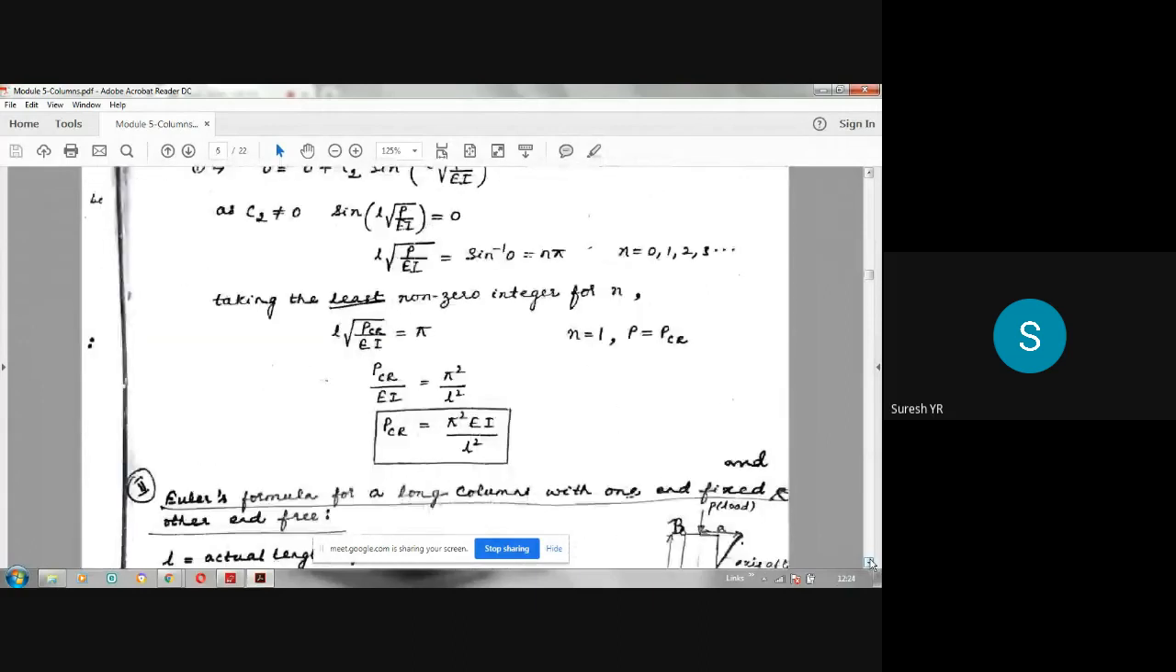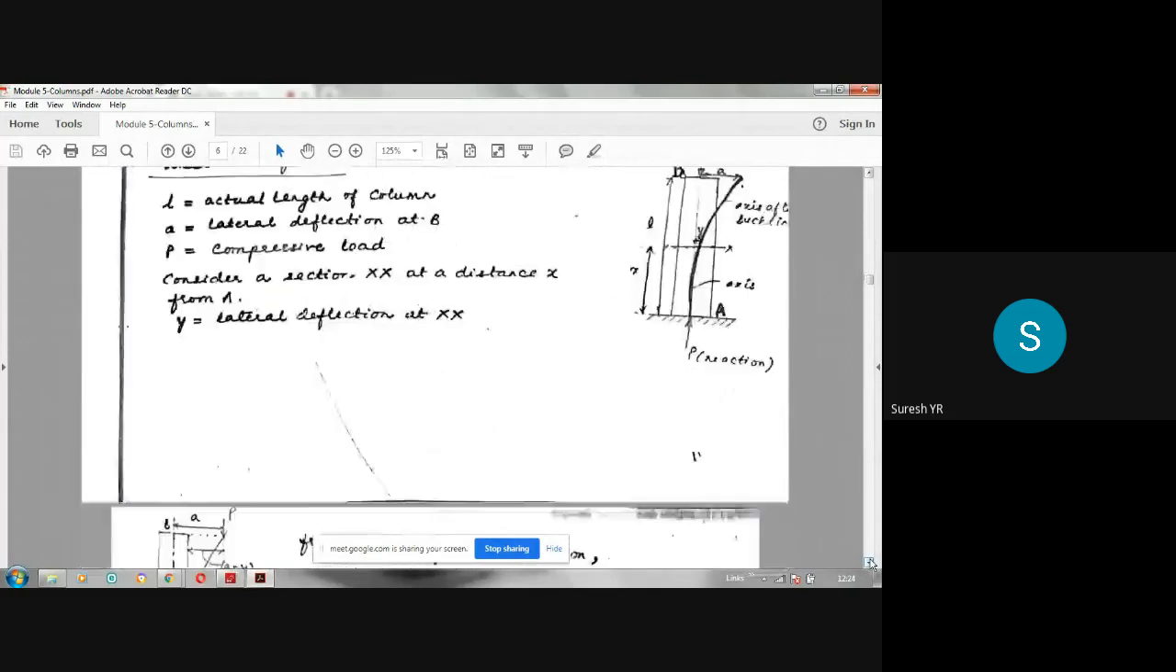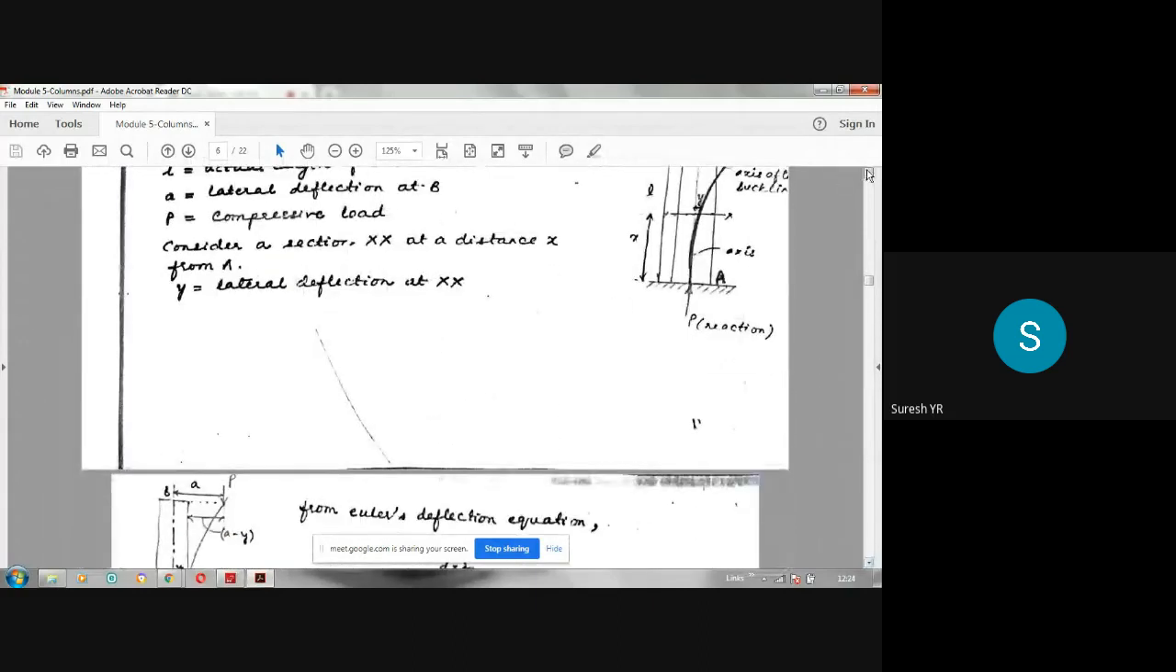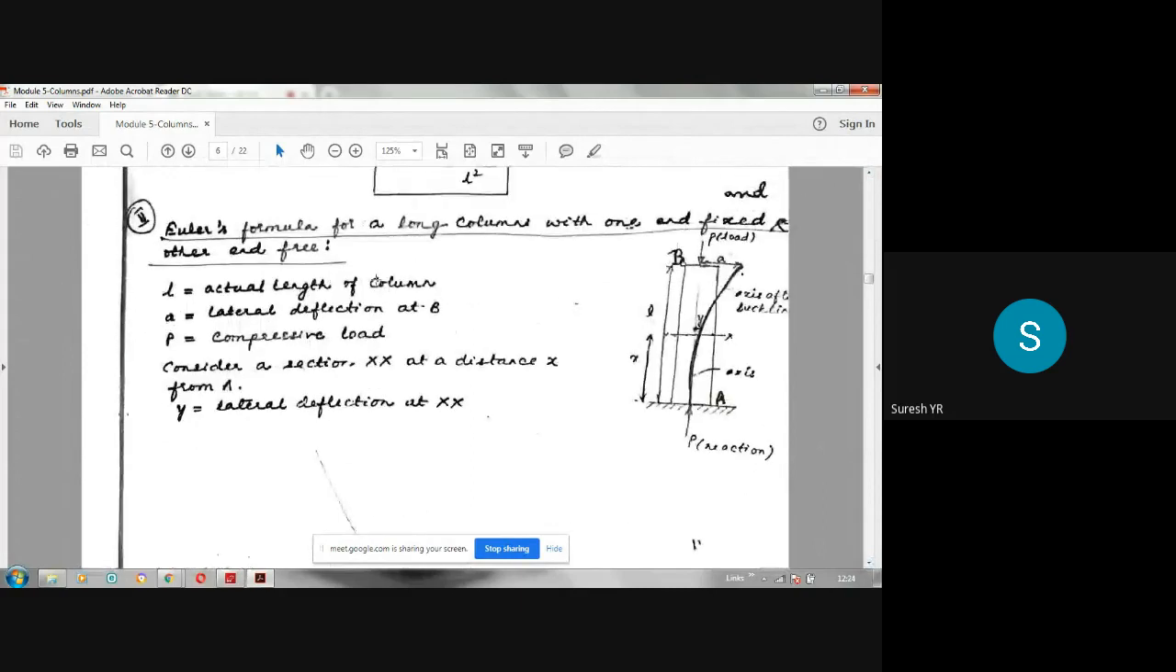Now that means in this case, Mx, all these remain the same notations. L is the actual length of the column. A is the lateral deflection at B. B means that is the free end. P is the compressive load. PCR is the crippling load. Consider a section XX at a distance x from the point A. So y is the lateral deflection at XX. Same notations, but only thing is moment will be at XX.